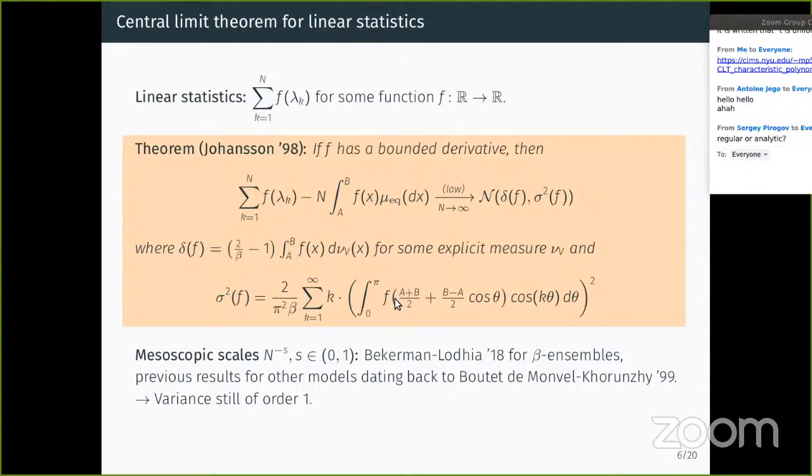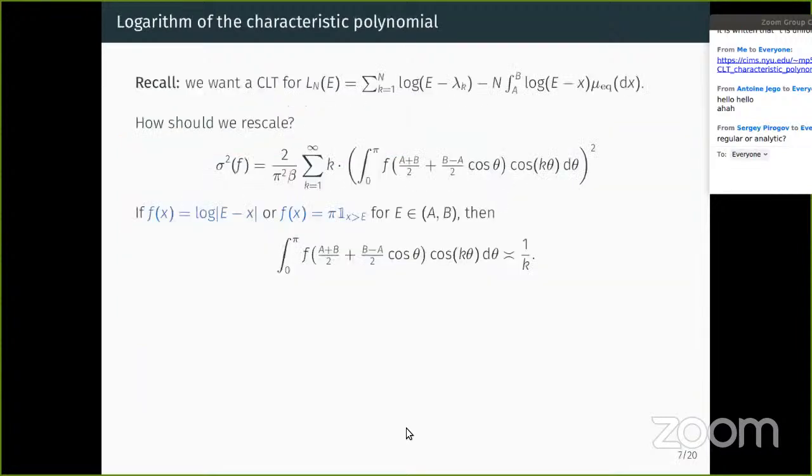And now what we want to do is to take f as the logarithm, which is not smooth and not even a mesoscopic scale varying function. So let's say that f is either the real part of the log or the imaginary part of the log. We look at the associated linear statistic, we center it by the law of large numbers, and we want to prove a CLT.